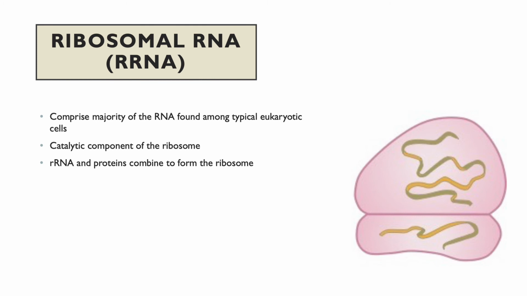Lastly is the ribosomal RNA, or rRNA. rRNAs comprise the majority of RNA found among typical eukaryotic cells. These are the catalytic components of the ribosome. rRNA and proteins combine to form the ribosome, which later on binds with mRNA for protein synthesis.